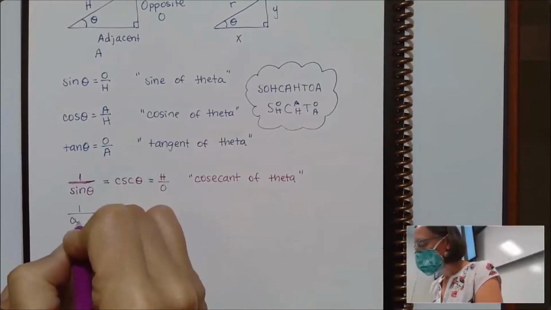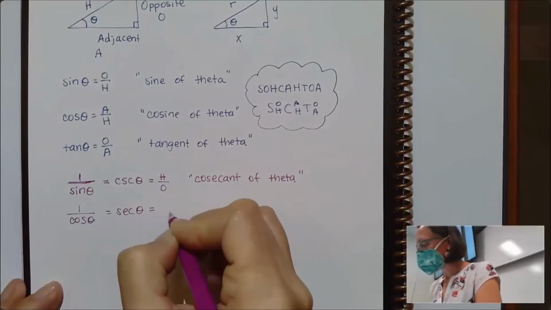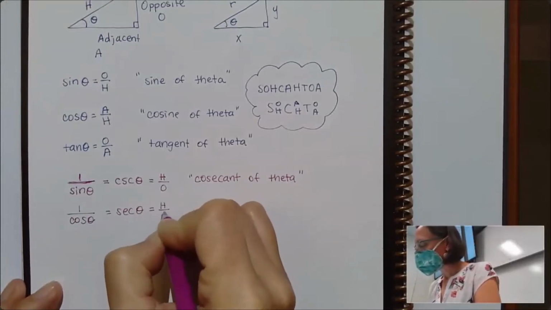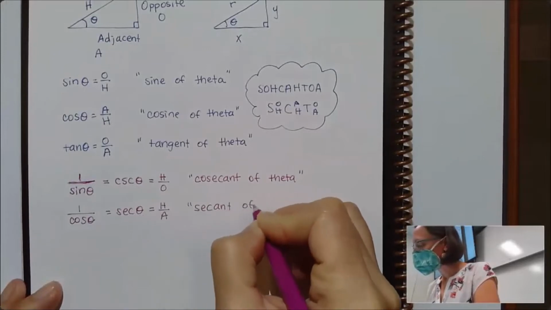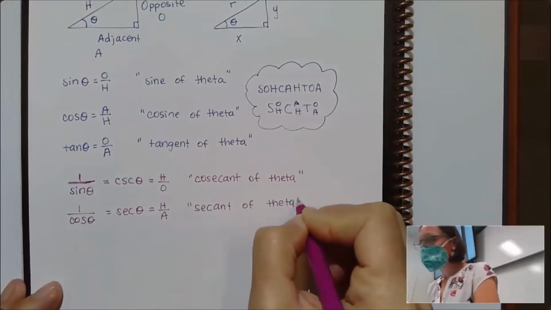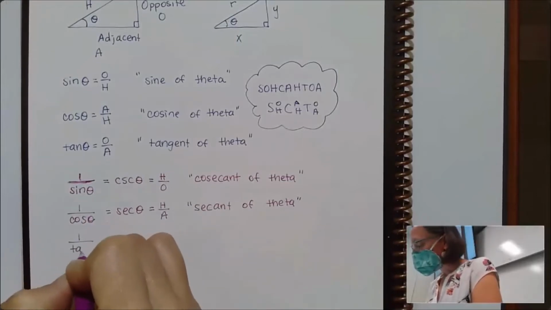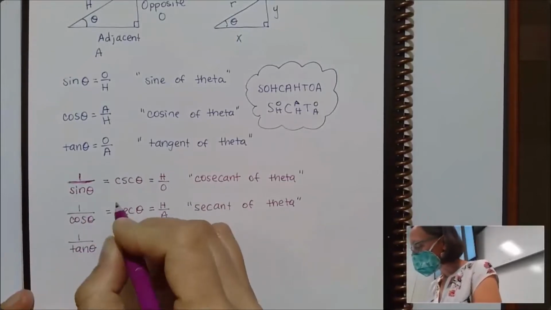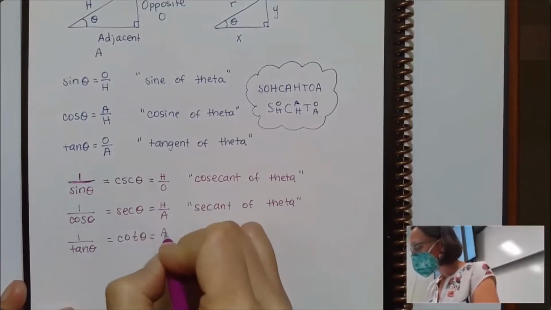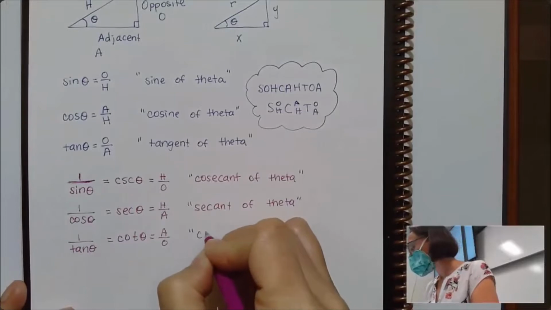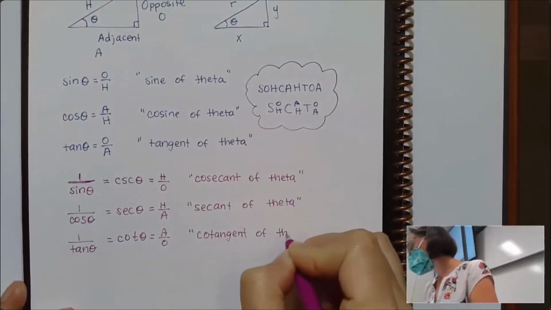1 over cosine is secant of theta. That's the hypotenuse over the adjacent. This guy is secant of theta. And 1 over tangent of theta is called cotangent of theta, and that's the adjacent over the opposite. Cotangent of theta.